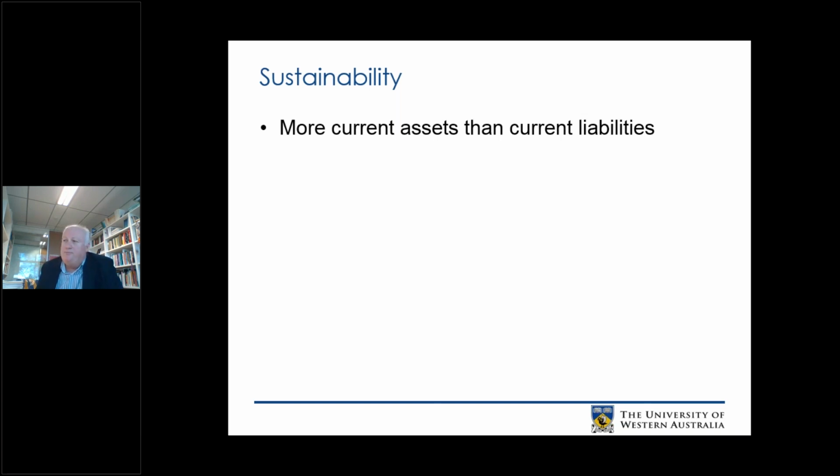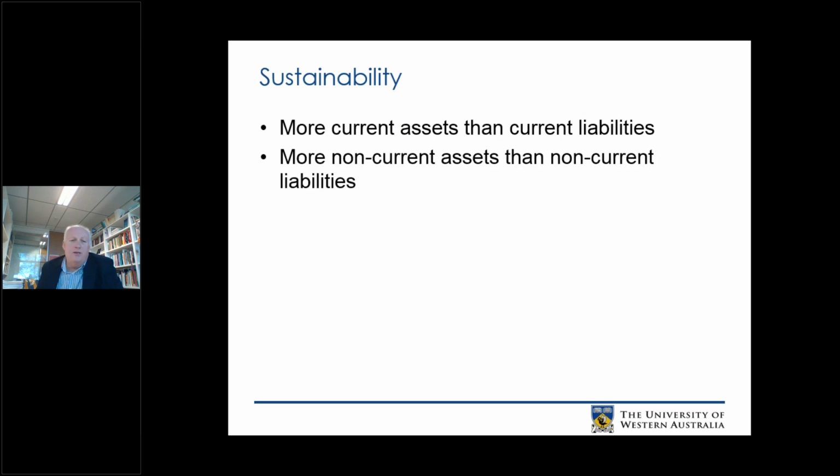And the second thing that's important is that we want to have more non-current assets than non-current liabilities. For the same reasons as I mentioned before, suffice to say that we don't like to mix current and non-current assets and liabilities and have, if you like, cross-reliance. In other words, we don't want our current assets to be supported by non-current assets to meet our current liabilities, because we're essentially selling the farm in order to make things work.